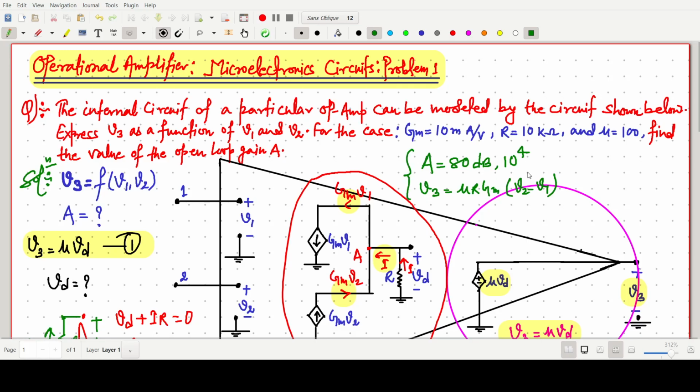So this is all about this question. It is a simple question, but we have to know some basic idea on how to solve. So this is all about this question.